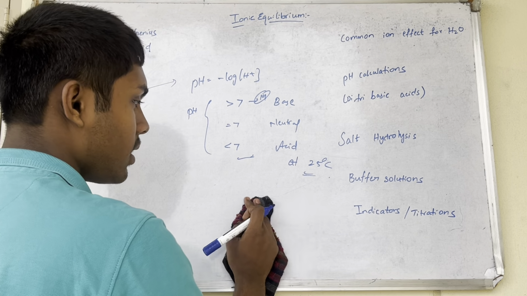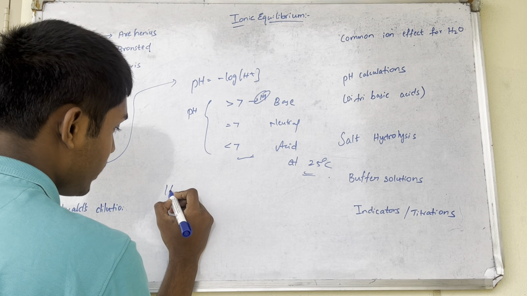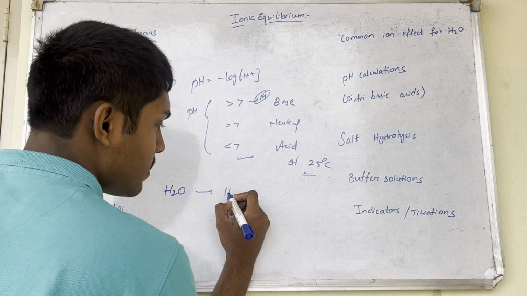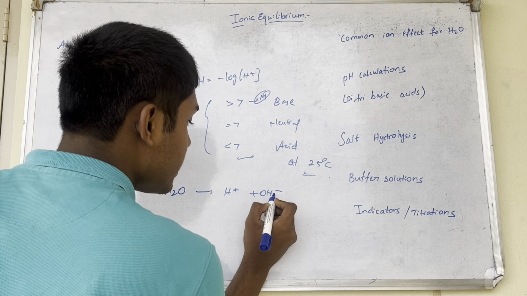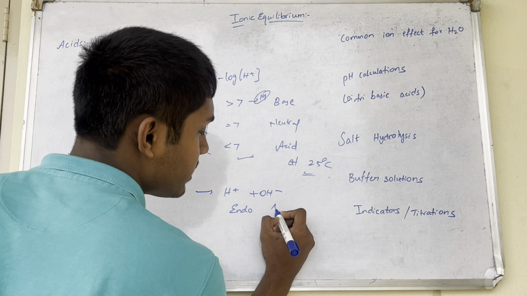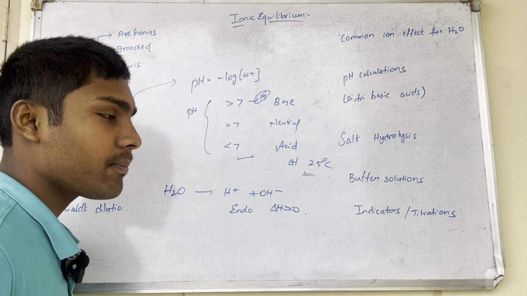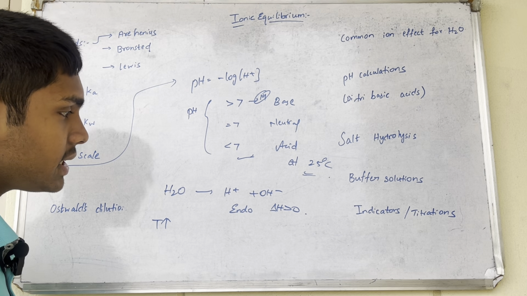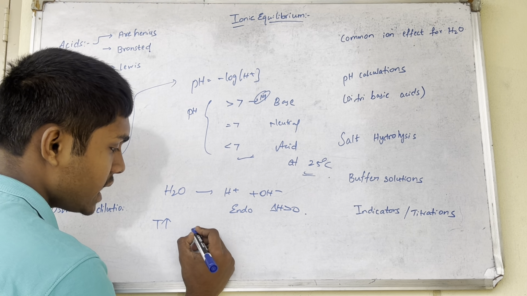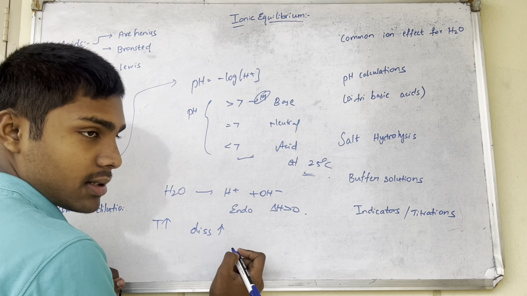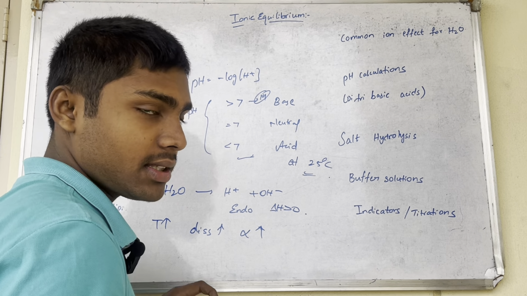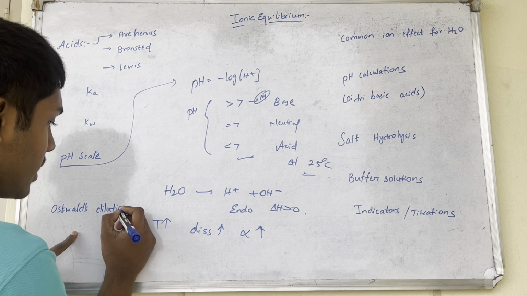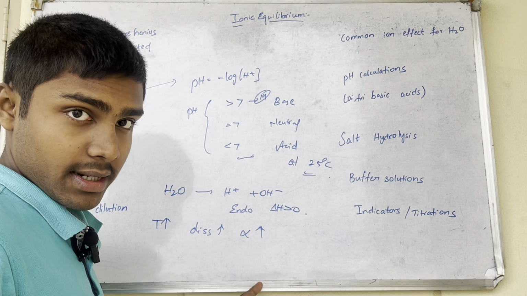We have to know one important relation: if H2O is there, it will dissociate into H plus and OH minus, and this is an endothermic reaction. So delta H is greater than 0. Okay. So if it is an endothermic reaction, as we increase the temperature, the reaction goes forward. So dissociation increases. Alpha, the dissociation constant, increases, which we are going to discuss in Ostwald's dilution. I will tell now. So alpha increases.